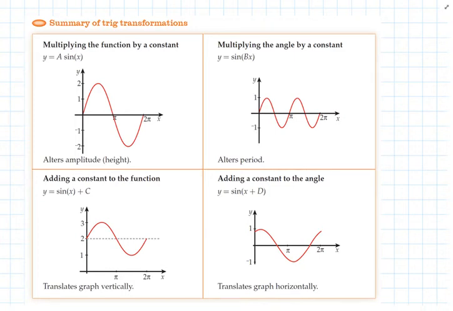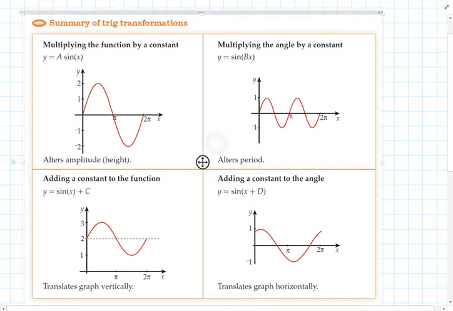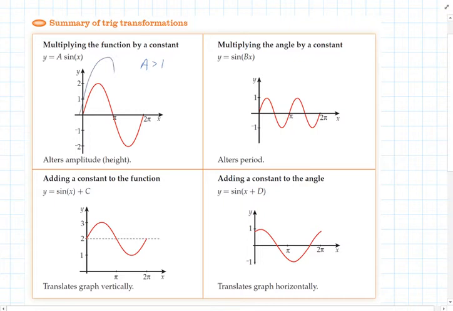Hi Year 13s, in this video we're looking at trigonometry transformations. The first one: if we've got a coefficient in front of our trig function, it alters the amplitude, so that's the height here. So it's a multiplication effect. If a is smaller than 1, then it's going to be shrinking the graph, and if a is bigger than 1, then it's going to be making the graph taller at both ends.